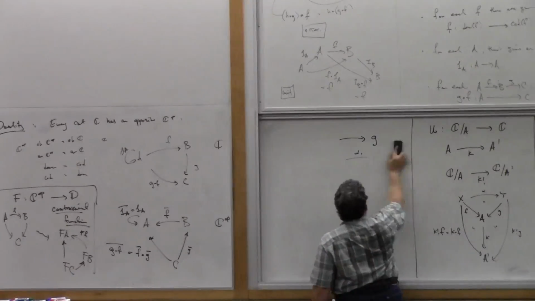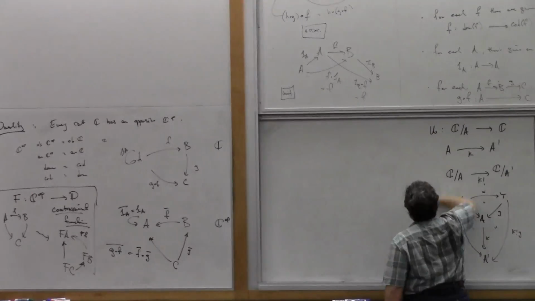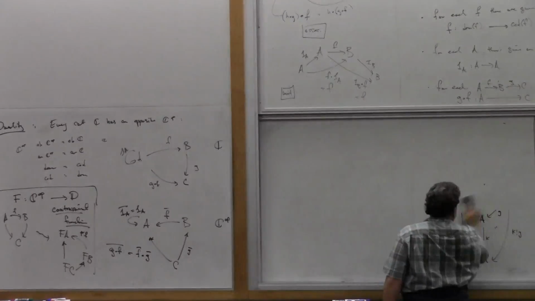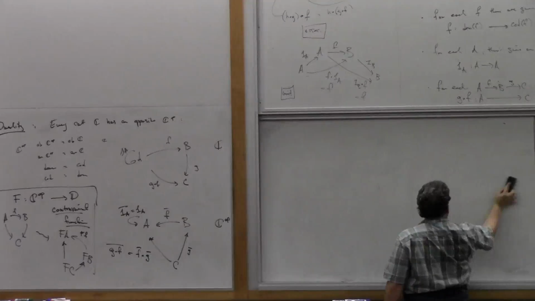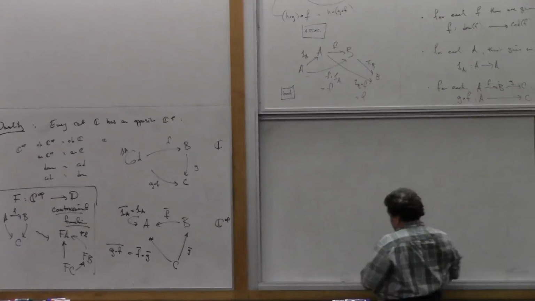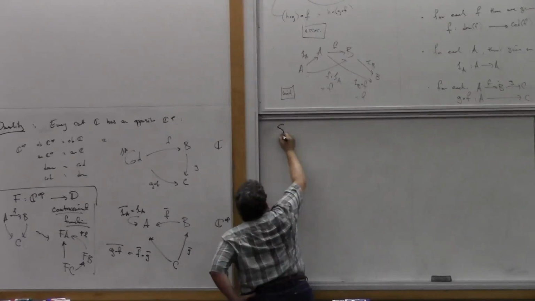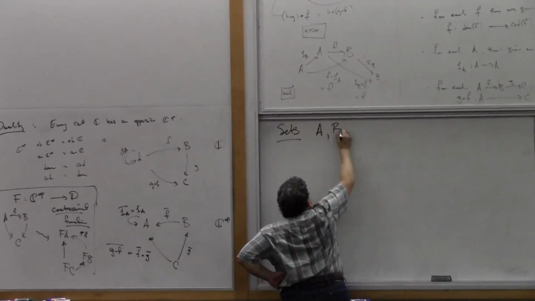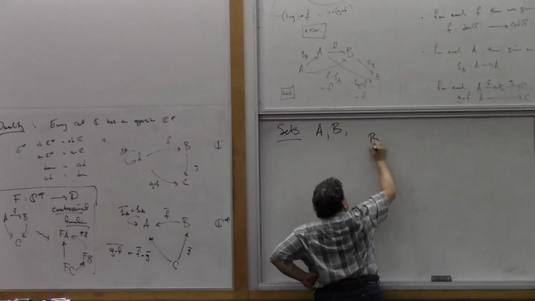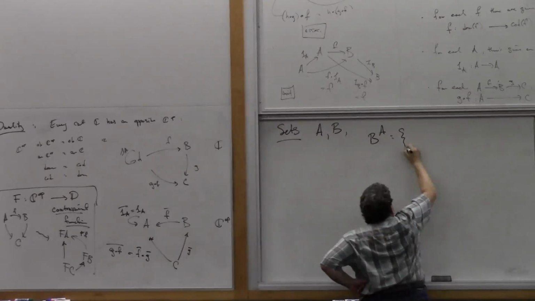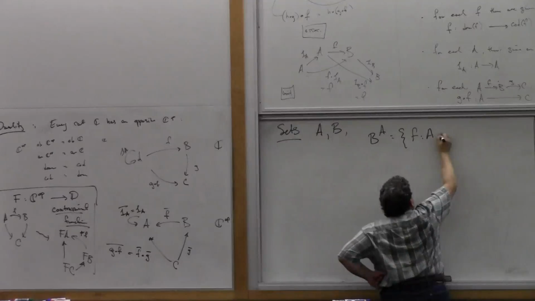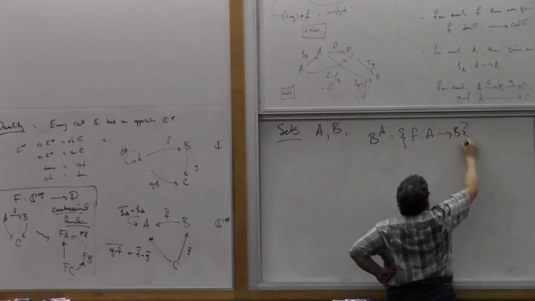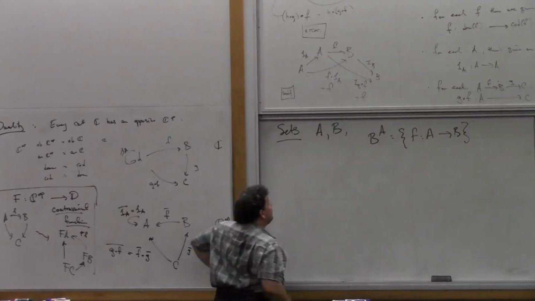So let's look at the category of sets. For any two sets in the category of sets, you can build the set of all functions from one to the other. So here we are in sets, and we have some sets A and B, and then B to the A is the set of all functions from A to B. And now let's observe that this is a functor.